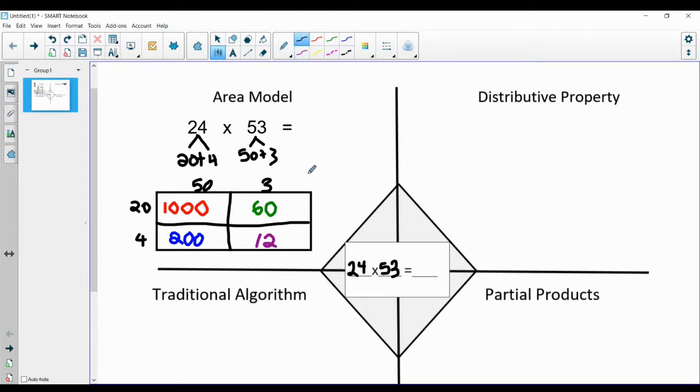Once again, because we decomposed these numbers, now we have to add them back together. So I'm going to add 1,000 plus 200. Notice how I'm putting the numbers in order from greatest to least. 60 and 12.